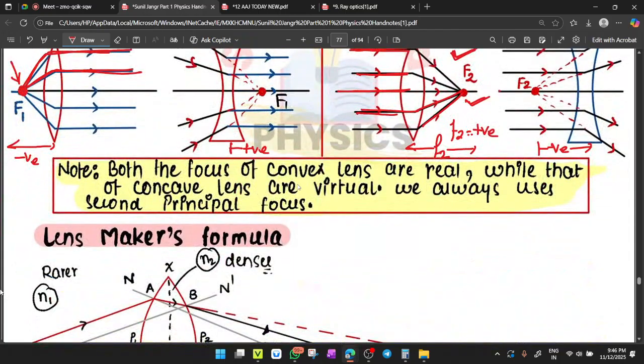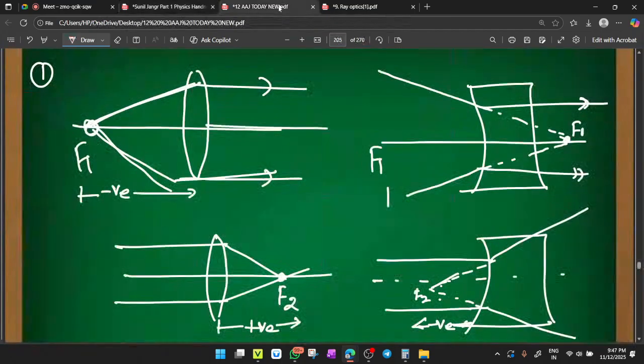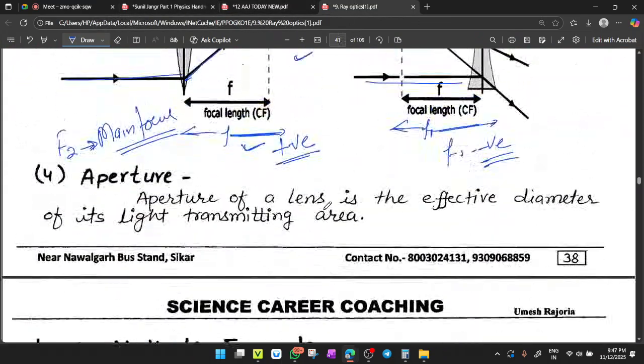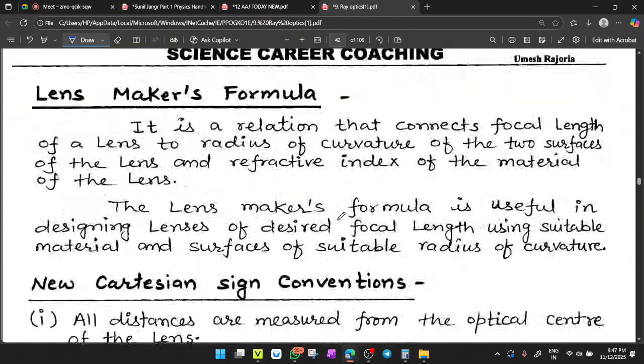Okay. So both the focus of convex lens are real, while for the concave lens, the focus are virtual, and we always use the second principal focus. Yes, we have to use only second principal focus. So remember, for the convex lens, second principal focus distance is positive, and for the concave it will be negative. Clear, students?